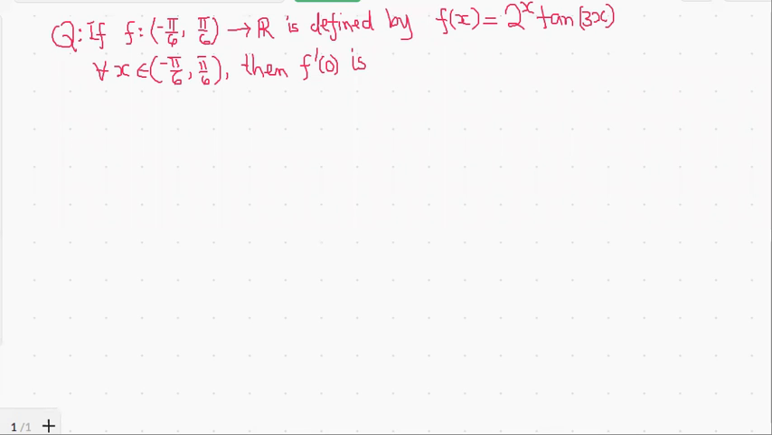All right, welcome back. In this video, I'm going to solve this question you see right there on my screen. It says, if f is a function defined from the domain negative pi over 6, comma pi over 6 to R, is defined by f of x equal to 2 to the power of x times tan 3x for all x in the domain. Then f prime of 0 is what?